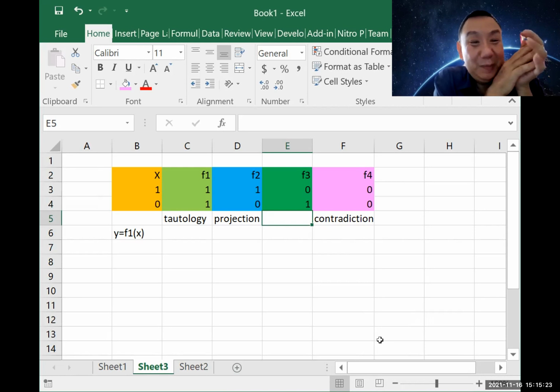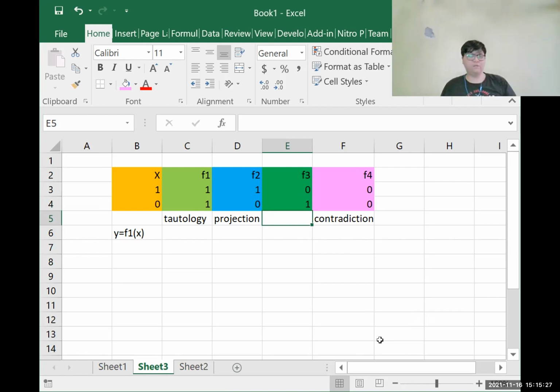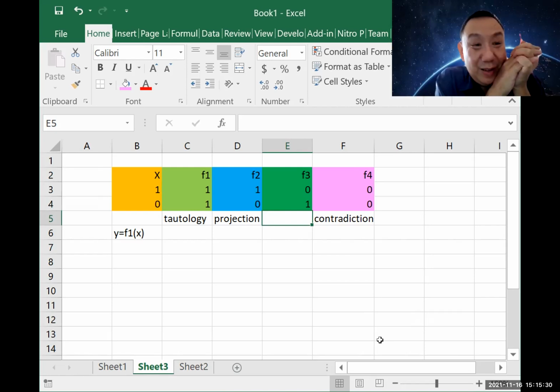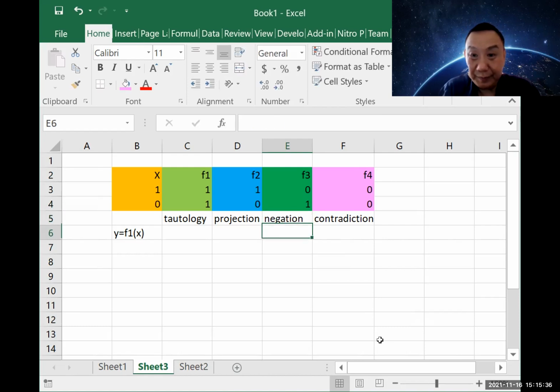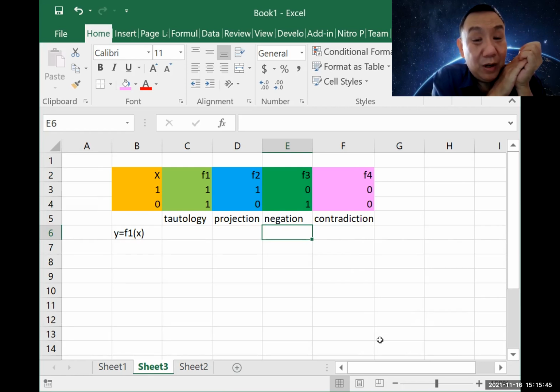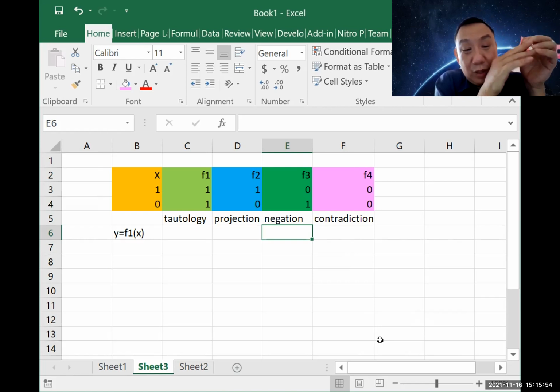Anyone knows? Negation. Yes, negation, right? It's the same as not, isn't it? Right, so this is negation, yeah? So up to here, we have 4 functions with 1 Boolean variable. Is it clear or not? So with that, of course, you can extend, okay?